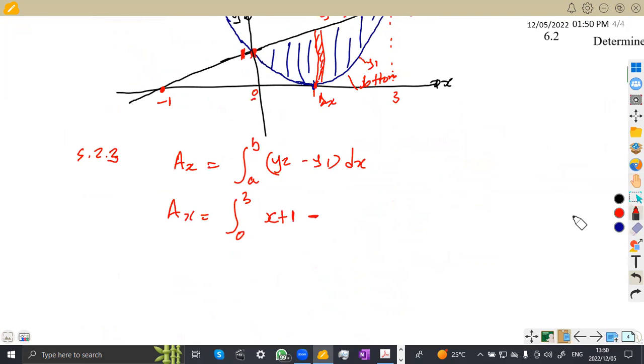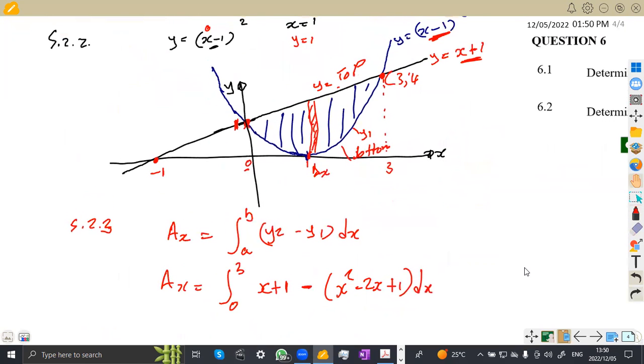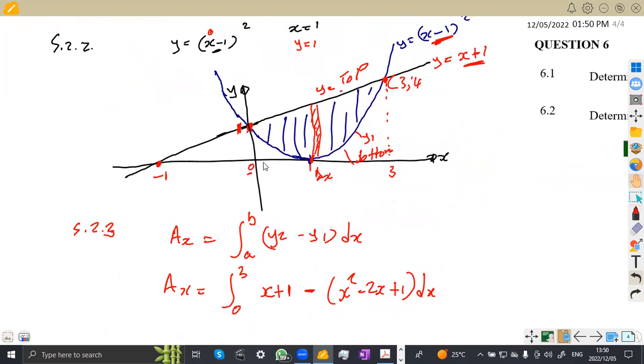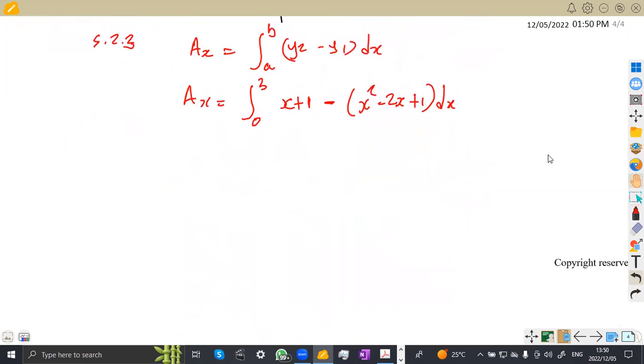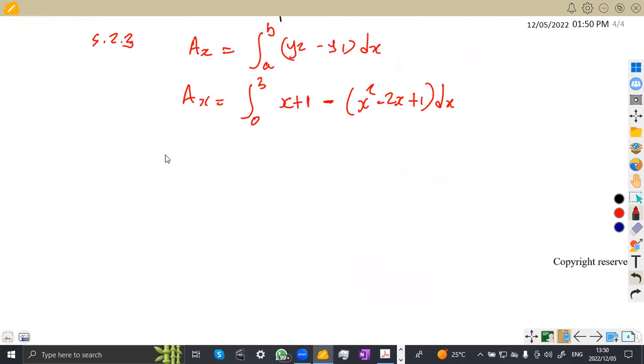Okay, so you're going to subtract x squared minus 2x plus 1 with respect to x. All right, so the brackets is to show that we are subtracting an expression there. So this is an expression that you're subtracting. So the limits is from 0 to 3 on the point of intersection. That's where we are having these limits from. So that is the expression that we are going to use here.